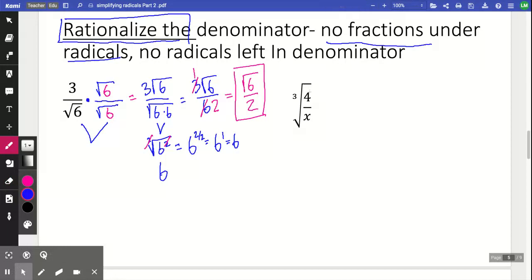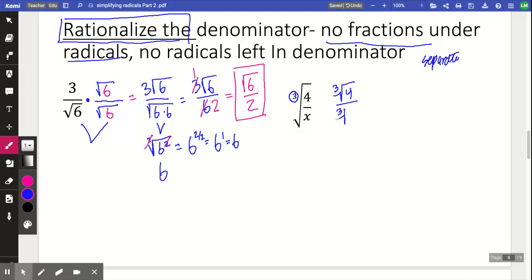All right, a little more difficult. We have the cube root now, index of 3, of 4 over x. Now, first thing we're going to do is separate the top and the bottom. So we're going to give the top its own radical, the cube root of 4, and the bottom its own radical, cube root of x. Now, we're going to have to get rid of this cube root of x to rationalize the denominator.